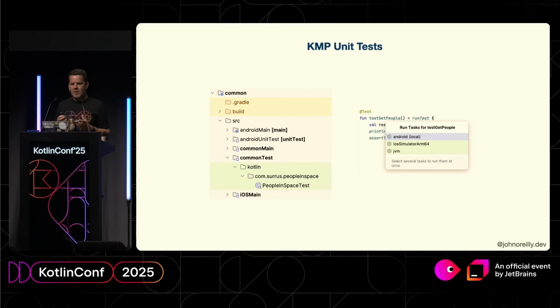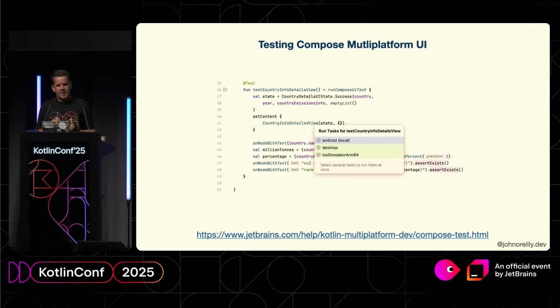So the first option we have is running unit tests in common KMP code from our common test source set. These can be run then for various platforms we're targeting. Note also that we can add, for example, an iOS test source set here if we want to run iOS tests that need to test code that's in iOS main. A very nice capability that we also have now is the ability to run CMP UI unit tests, again from common test, and also with the option to run on different platforms.